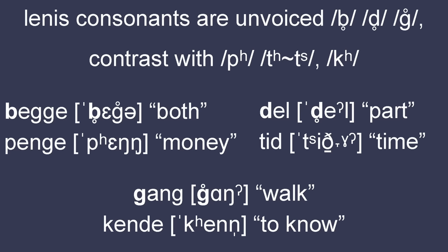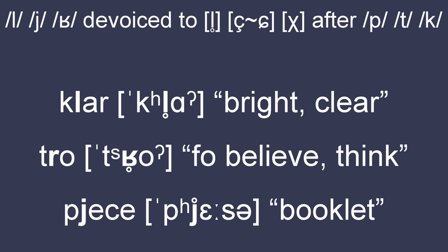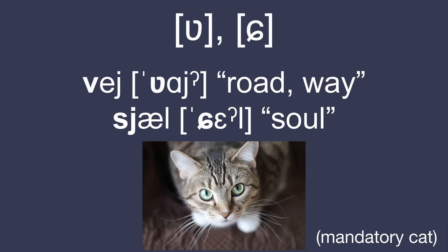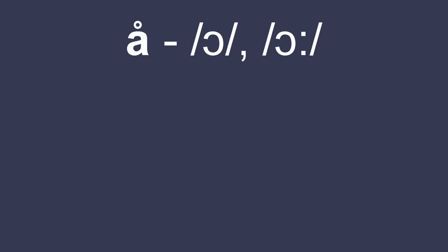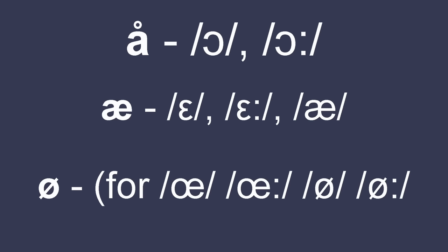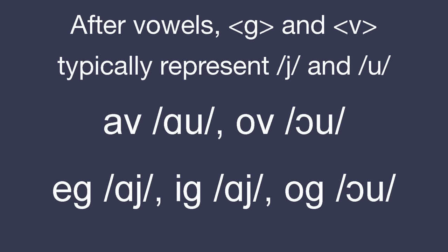Danish's leanest consonants are unvoiced bataka, and contrast with aspirated fortis consonants pa, ta, and ka. Liquids ya, la, ha are also devoiced to sh, hya, and ha after pa, ta, ka. Danish has the sounds va and sya, and while it doesn't have pitch accent, there is contrastive stress. Danish orthography has a with an overring like in Swedish, but instead of umlauts, it has a ligature of a and e, and o with a stroke. After vowels, orthographic G and V typically represent glides, ya and u respectively.